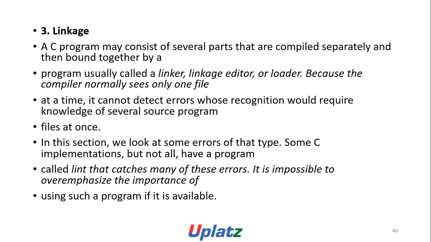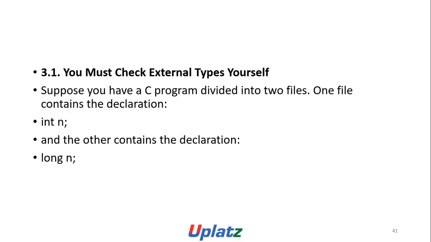Linkage. A C program consists of several parts that are compiled separately and then bound together by a program usually called a linkage editor or a loader, because the compiler normally sees only one file at a time. It cannot detect errors whose recognition would require knowledge of several source program files at once. In this section, we will look at some errors of that type. Some C implementations, but not all, have a program called lint that catches many of these errors. It is impossible to overemphasize the importance of using such a program if it is available.